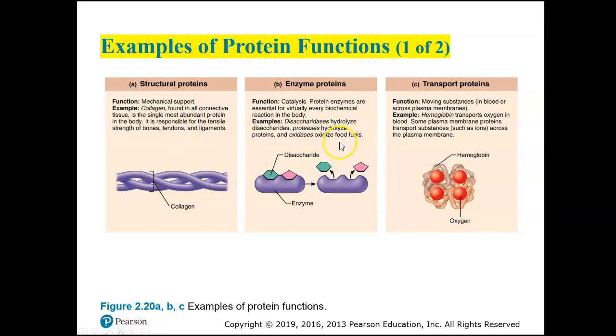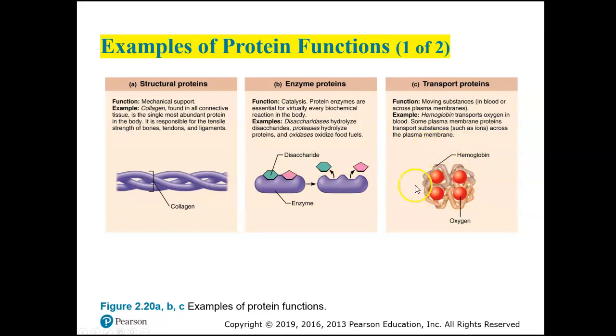Enzymes. Enzyme proteins catalyze chemical reactions. In this case, it's an enzyme that's catalyzing the breakdown of a disaccharide. So let's say the disaccharide is sucrose, then the name of the enzyme is sucrase. So it will interact with the disaccharide and break it down, and then the enzyme can be reused.